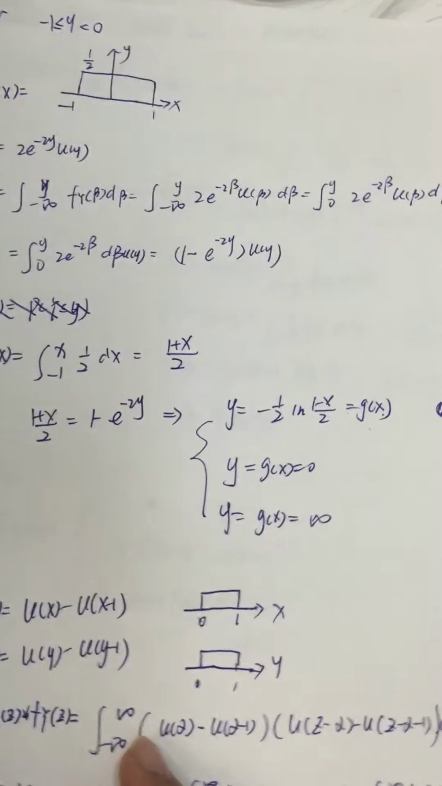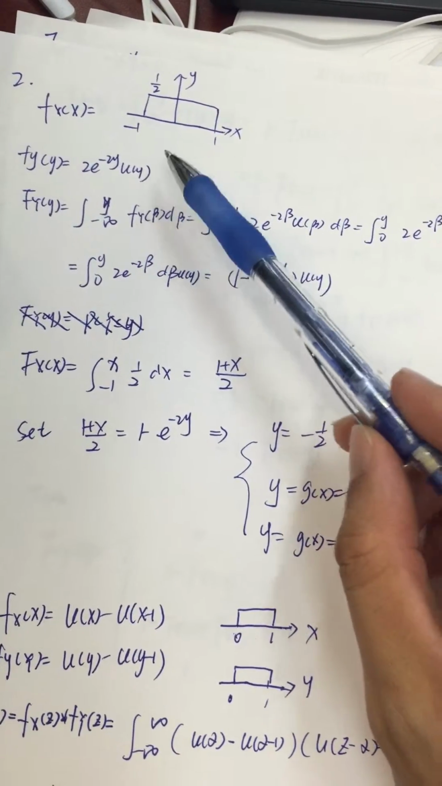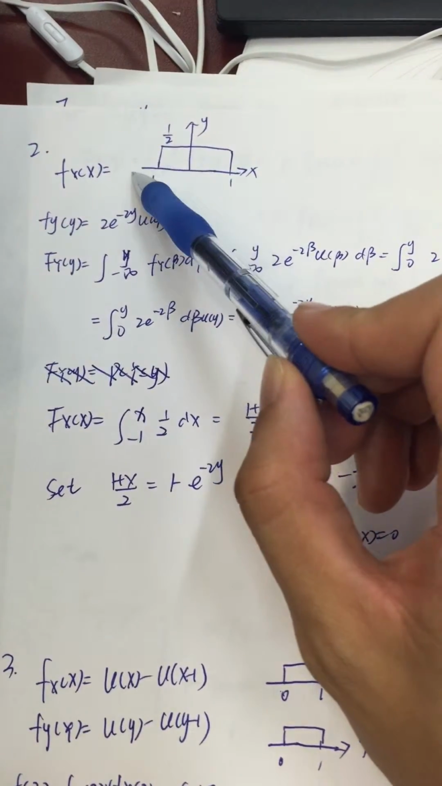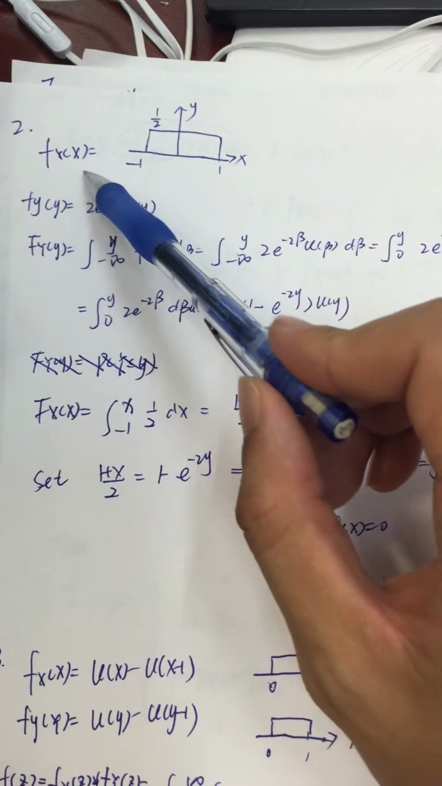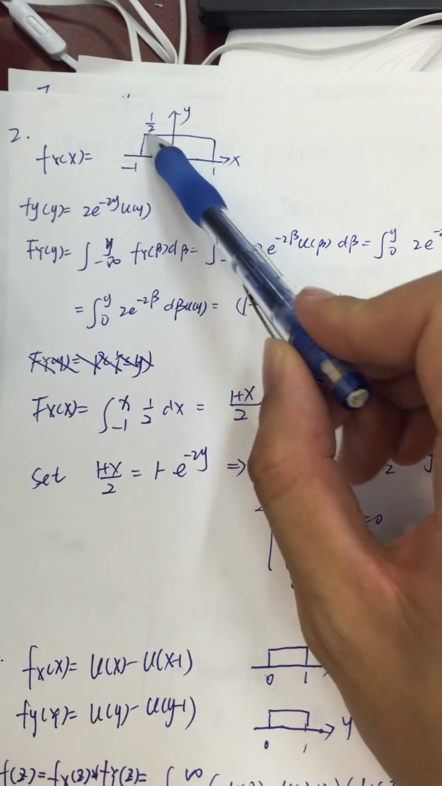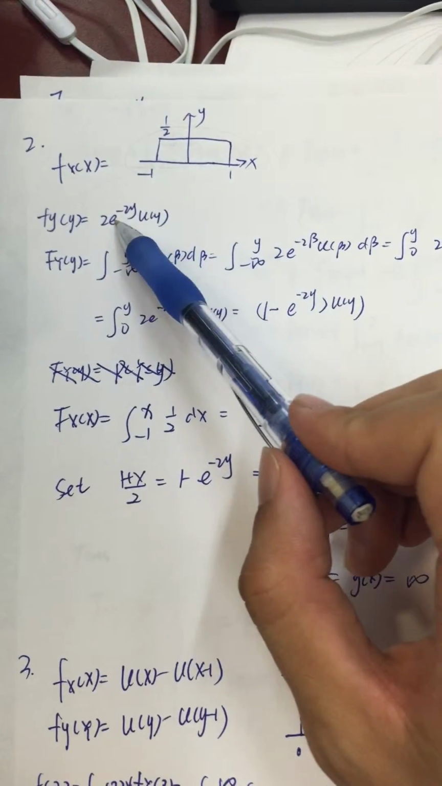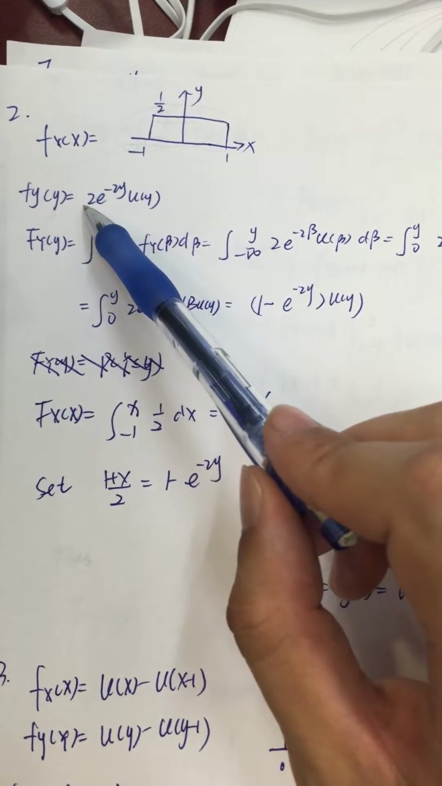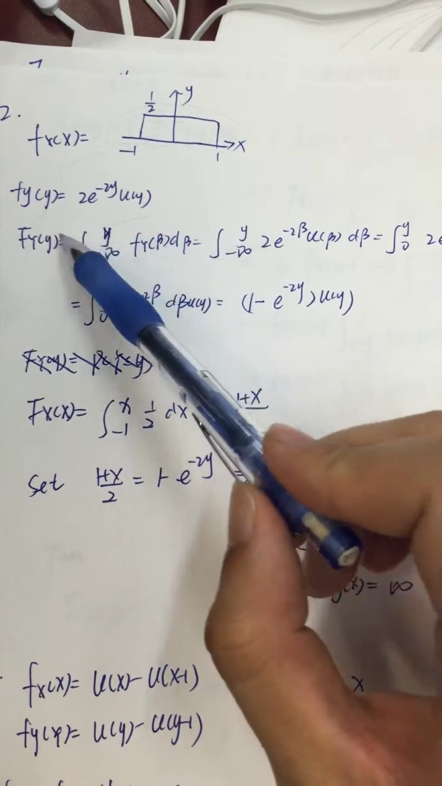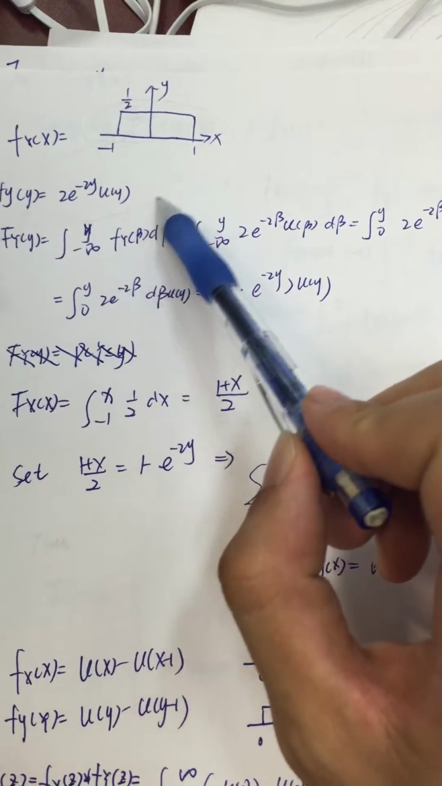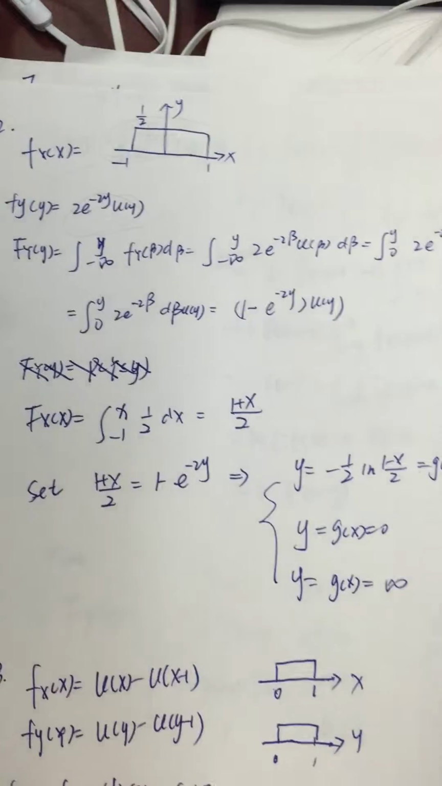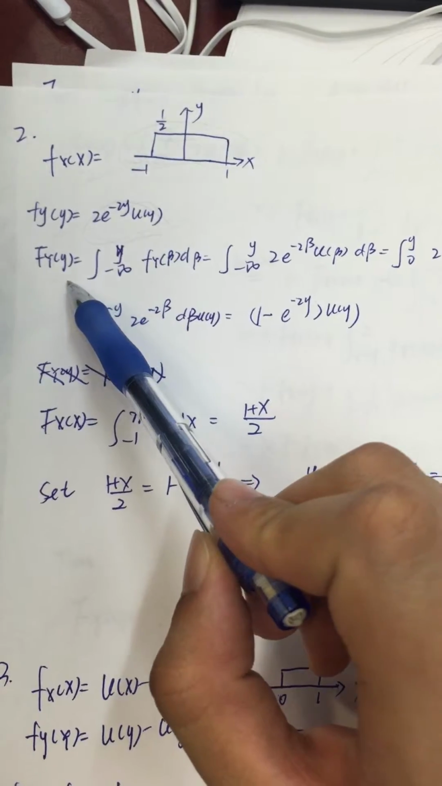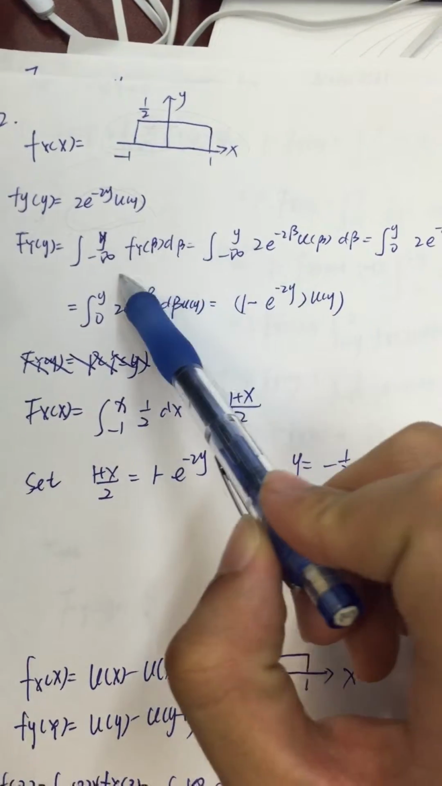And for the second question, x is uniform on the interval from -1 to 1. So we have this figure for fx, and the magnitude here is 1/2. We also know the density function of y is equal to this. So we need to find the y equal to g(x) that satisfies this density function. Similarly, according to the definition, the distribution function is the integration of the density function.